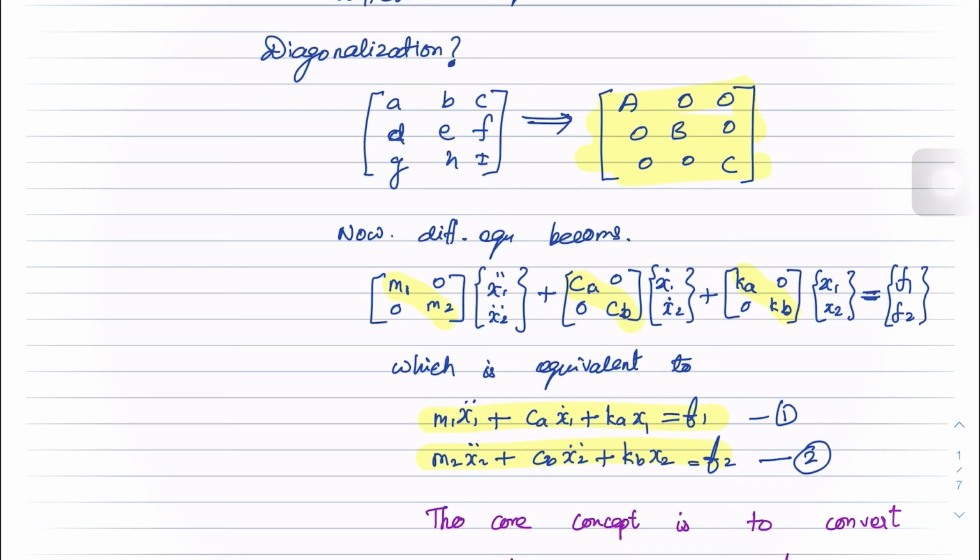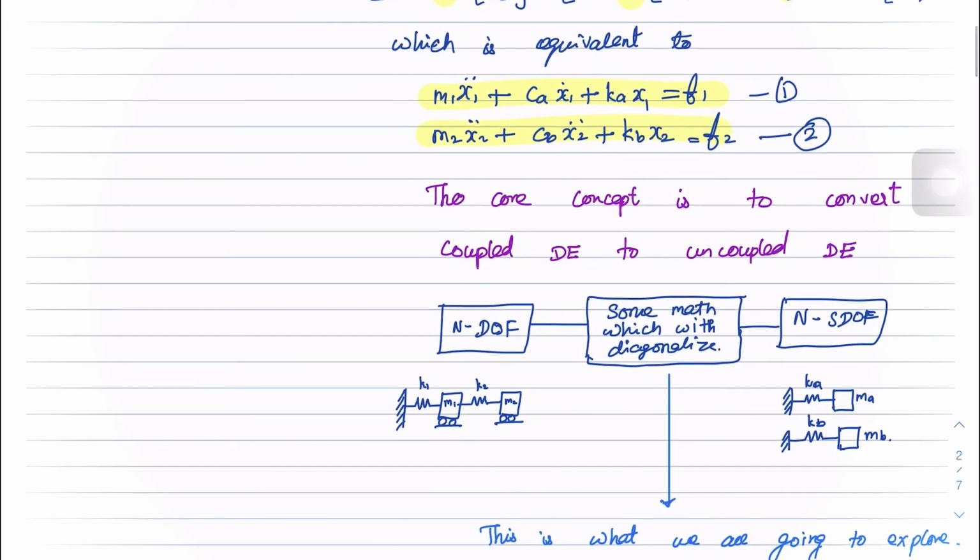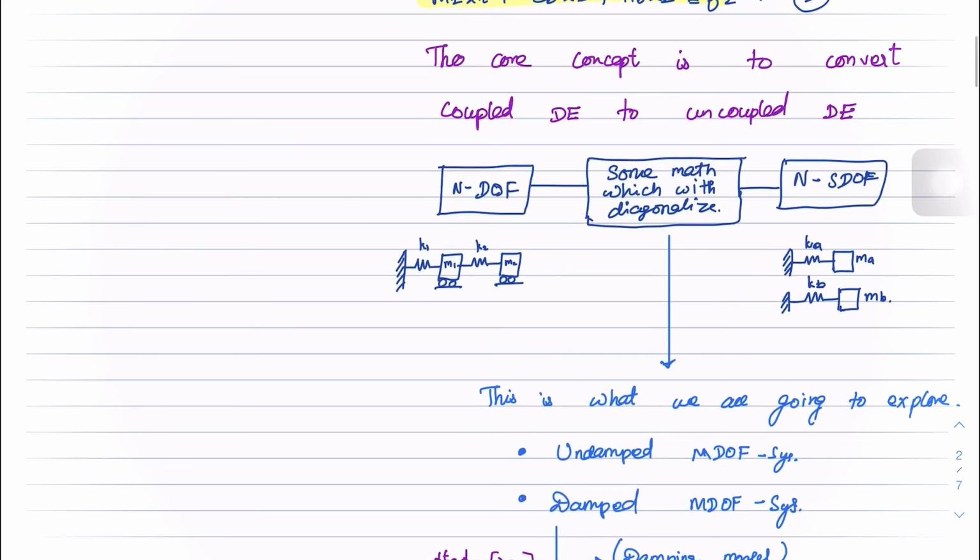What happened here is we converted a two degree of freedom system into two single degree of freedom systems. From this we can find the response of x1 and x2 independently. The core concept here is to convert coupled differential equations into uncoupled differential equations. Let's say you have an n degree of freedom system. We use mathematical methods, namely diagonalization, to convert it into n single degree of freedom systems. This is what we are going to explore in further sections.